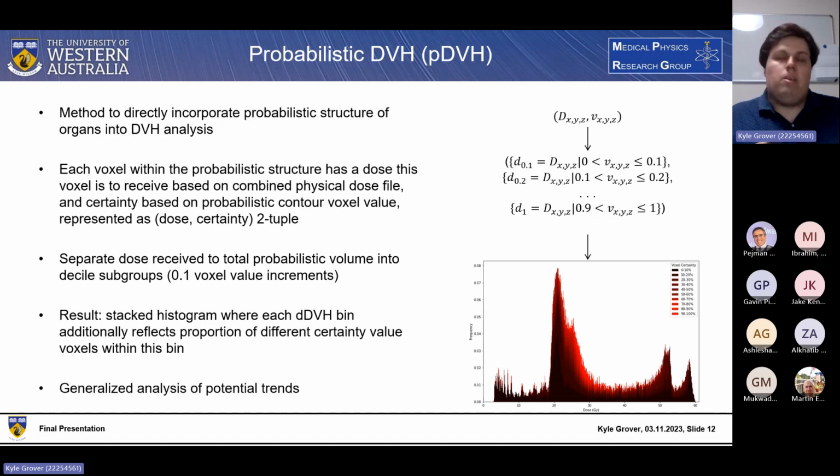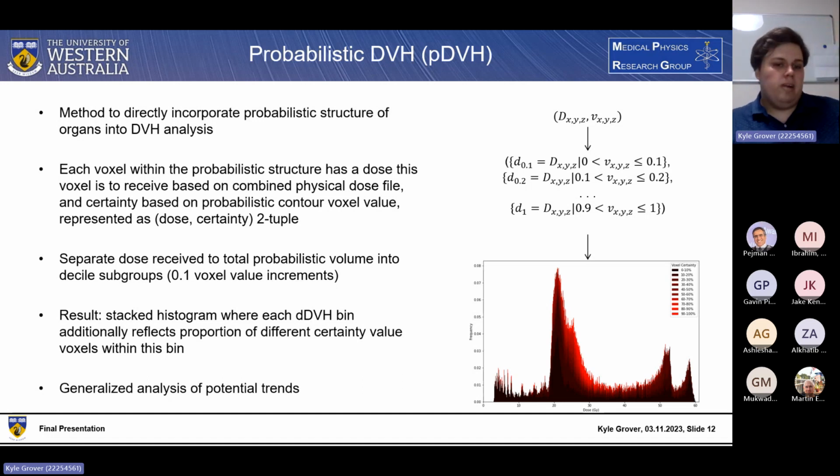The final process of this project was to develop a probabilistic representation of the DVH. This method is able to directly incorporate probabilistic structures of the organs into DVH analysis. How this is done is that at each voxel within the probabilistic structure, there is a dose that it's expected to receive based on the combined dose file, and also a certainty that it will receive it based on how it's defined within its probabilistic structure. What we end up doing is combining these to create a set of 2-tuples, which is a combination of the dose and certainty tied together.